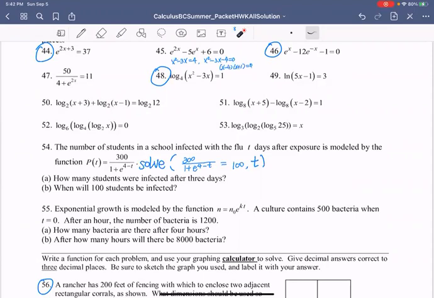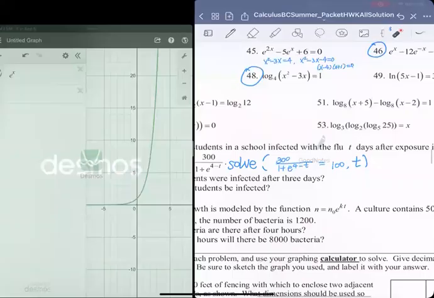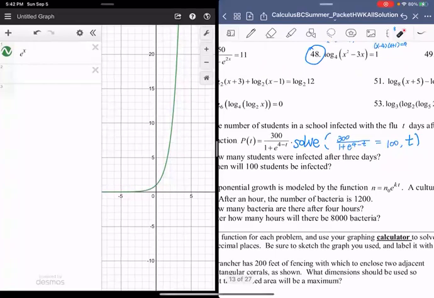Okay, Brian, that's right. You can use a graphing calculator to find how many days until 100 students are infected. Is it okay if I use decimals? Yeah, you can use decimals. What you can do is, let me show you how we do this in decimals. You do this, okay?